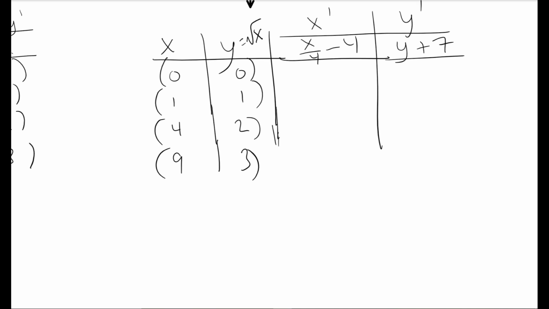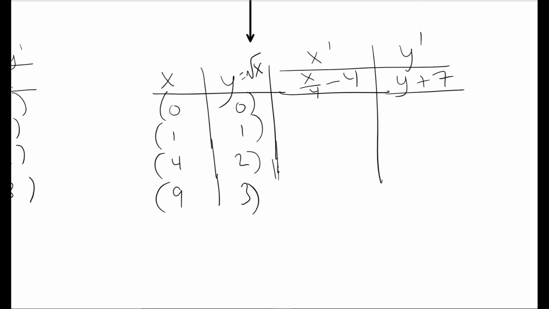So now, what's going to happen? Well, when x is 0, we're going to plug that in here. So x is 0, x is 0. So we got 0 divided by 4 minus 4. That's equal to 0 divided by 4 is 0. 0 minus 4 is negative 4.